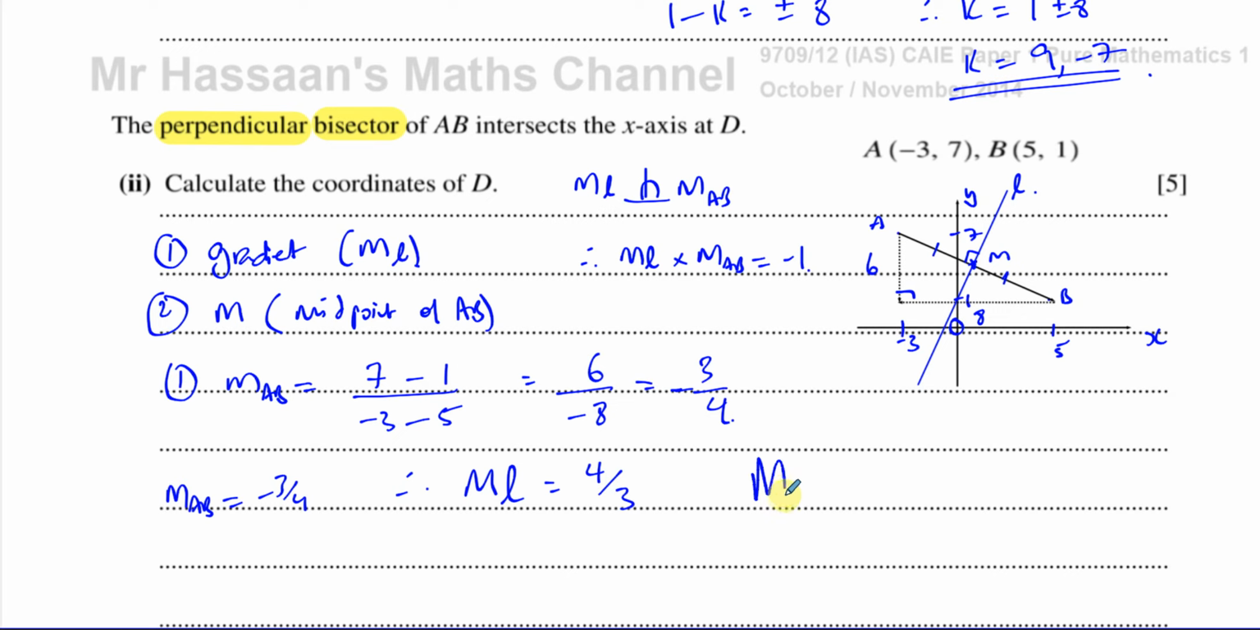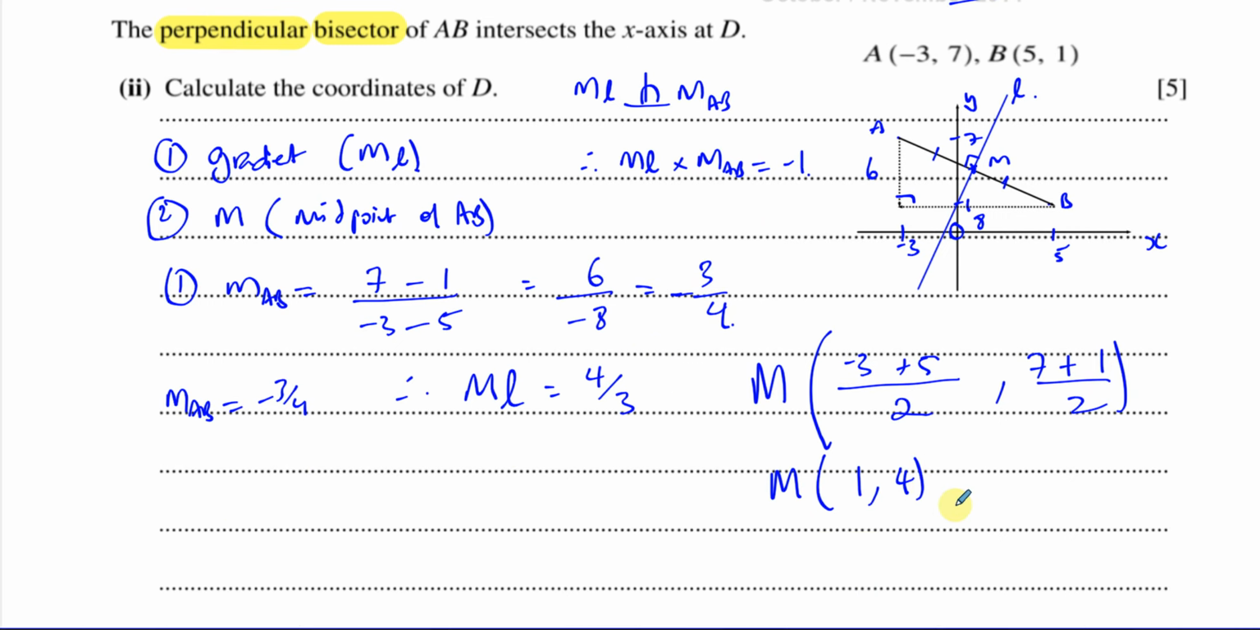And the midpoint of AB is going to be the average of the x coordinates, which is -3 plus 5 divided by 2, and the average of the y coordinates, which is 7 plus 1 divided by 2. So the midpoint of AB is -3 plus 5, which is 2, 2 divided by 2, which is 1, and 7 plus 1, which is 8 divided by 2, which is 4. So the midpoint of line AB is (1, 4).